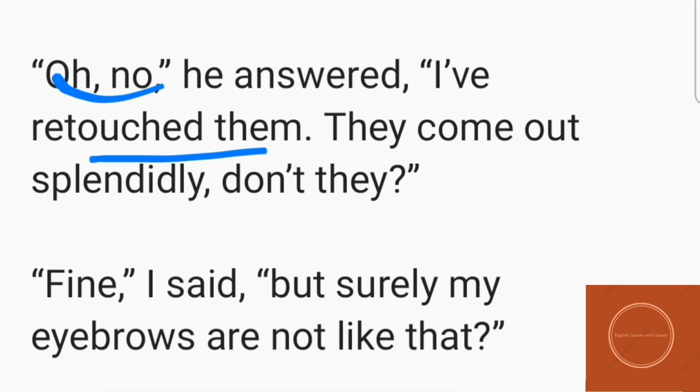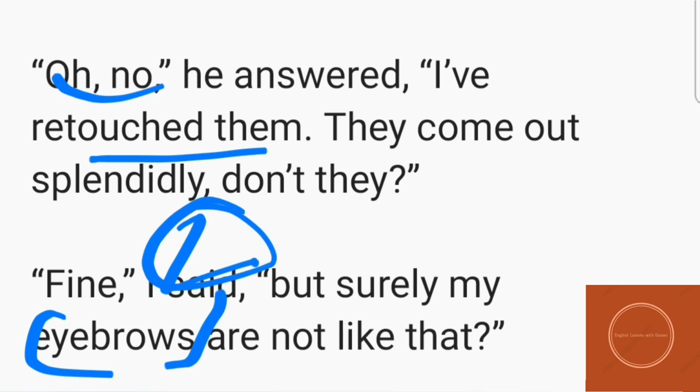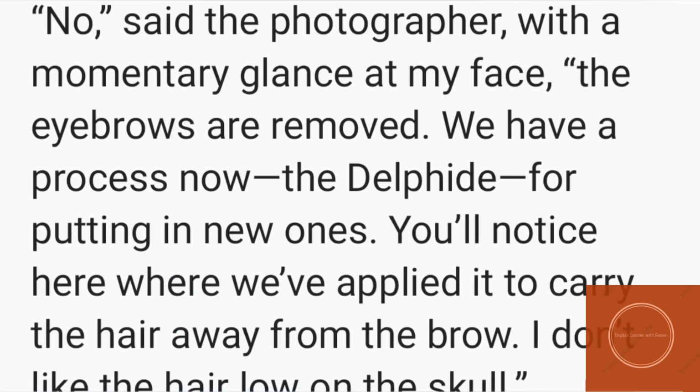"Fine," I said, "but surely my eyebrows are not like that." Now another unusual thing the customer feels is that the eyebrows in the picture didn't seem like his own. So he asks the photographer, "But surely, if we see it properly, the eyebrows are just not mine." "No," said the photographer with a momentary glance at my face. "The eyebrows are removed. We have a process now, the Delphite, for putting in new ones. You'll notice here where we have applied it to carry the hair away from the brow. I don't like the hair low on the skull."